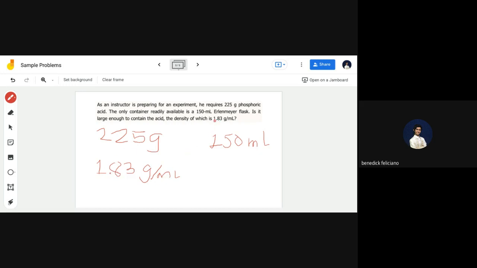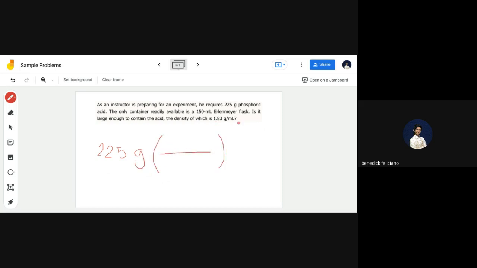As you can see, this one is actually our conversion factor already. So for every milliliter, we have 1.83 grams of phosphoric acid. So we will use the density as our conversion factor. So 225 grams. How can we cancel out the grams? We just need to raise our density to negative 1.